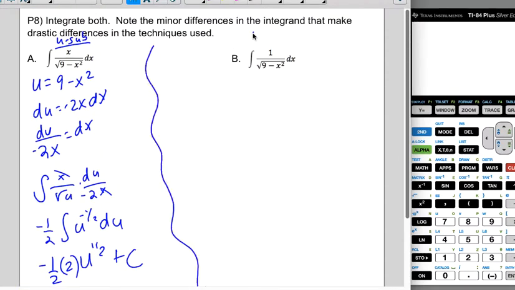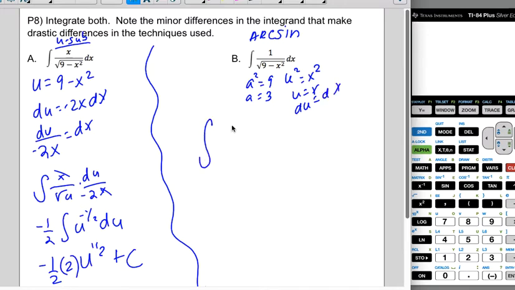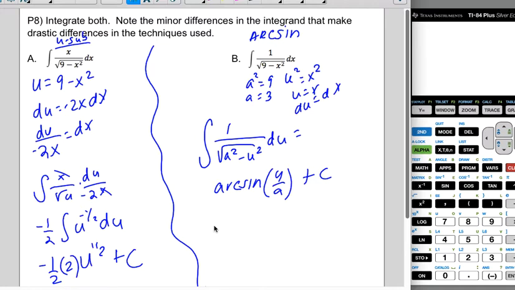But this one is going to be an arc sine. So my a squared is 9, which means a is 3. My u squared is x squared, so u is x and du is conveniently dx. So I'm going to get that this is the integral of 1 over root a squared minus u squared du, right? Well, that's just the formula for arc sine, the exact formula. So arc sine of u over a plus c. In this situation, this is going to give me the arc sine of x over 3 plus c.